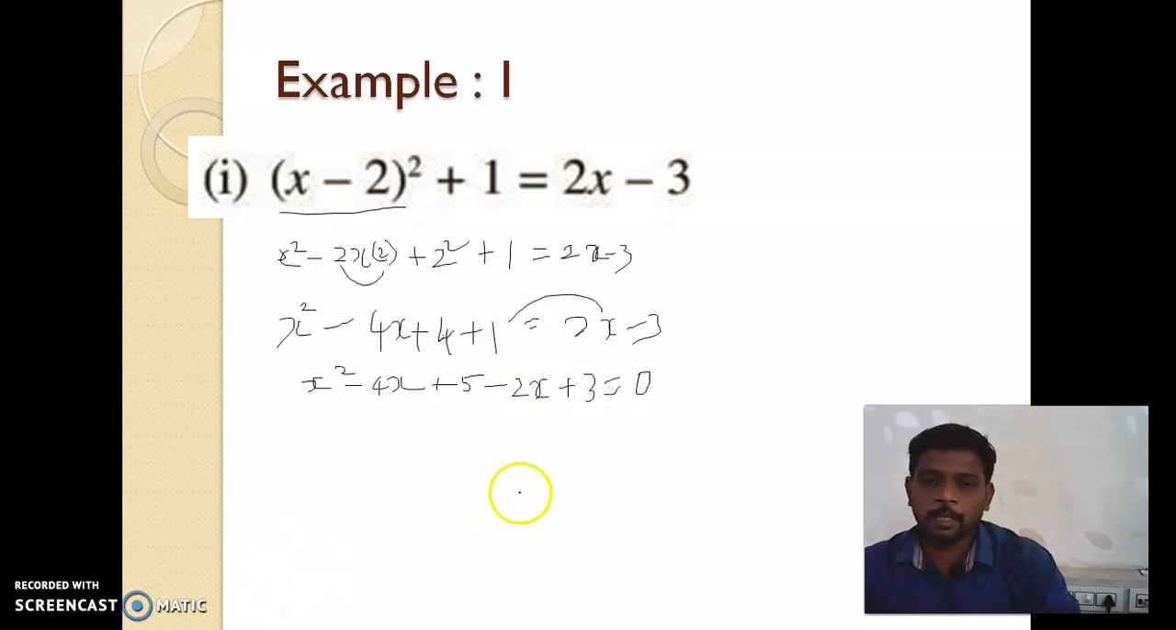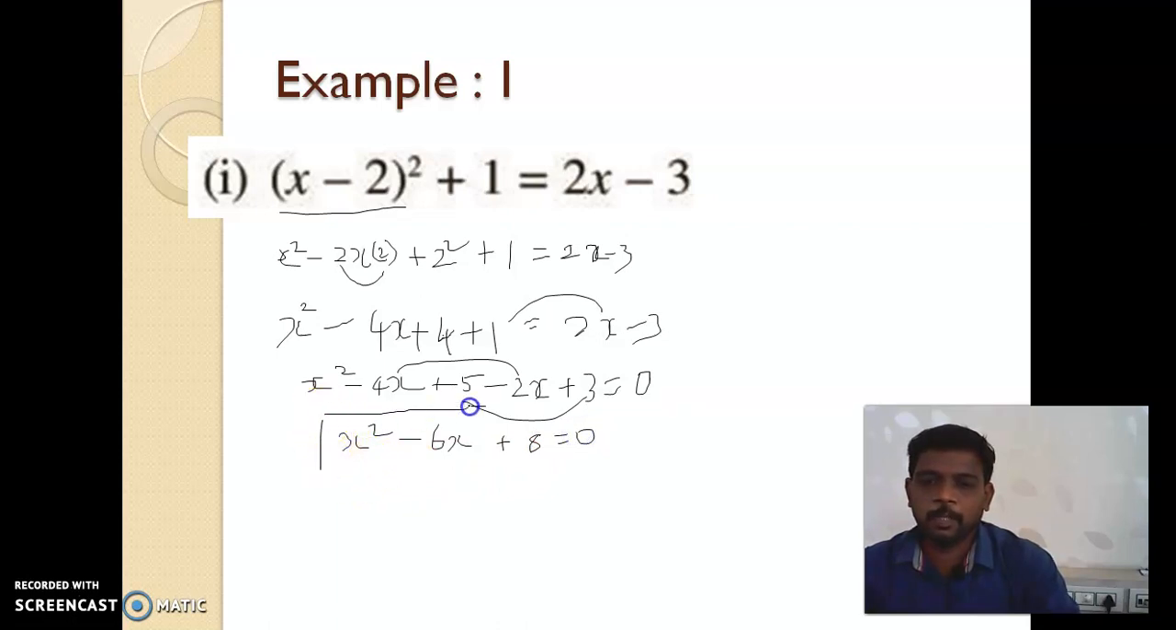Now like terms are there: x square, and these are the like terms. When we simplify this, we get minus 6x, and for the numbers, 5 plus 3 is 8, so plus 8 equal to 0. Now is it possible to simplify this again?